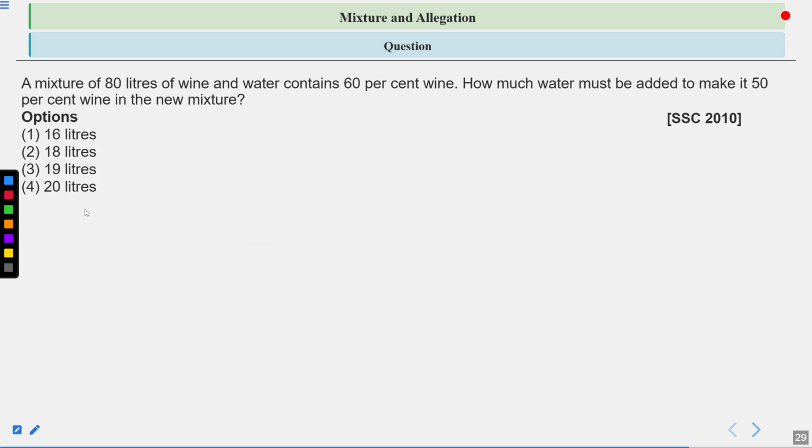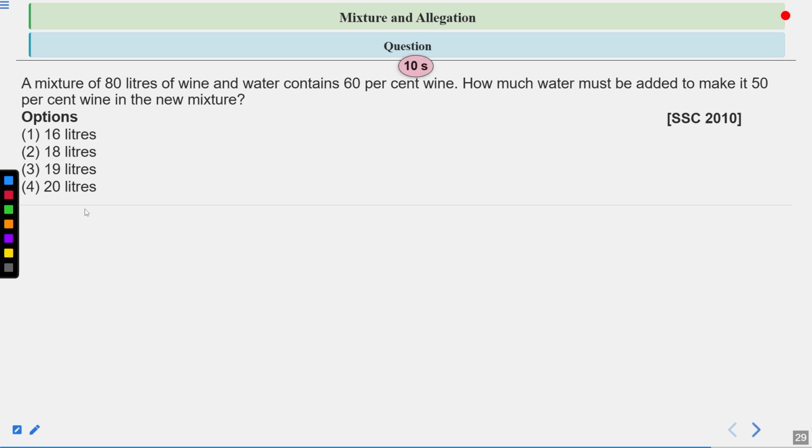A mixture of 80 liters of wine and water contains 60% wine. How much water must be added to make it 50% wine in the new mixture? This question was asked in the SSC exam in 2010. There are four options: first one is 16 liters, second is 18 liters, third one is 19 liters, fourth one is 20 liters.